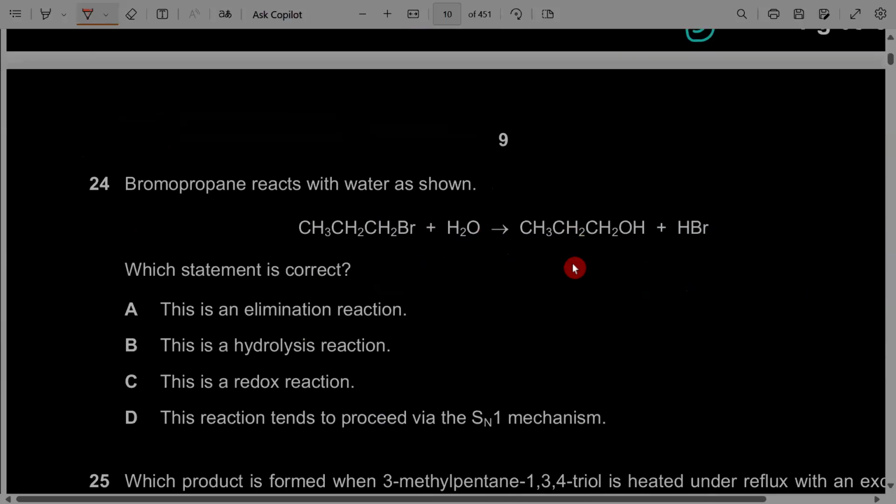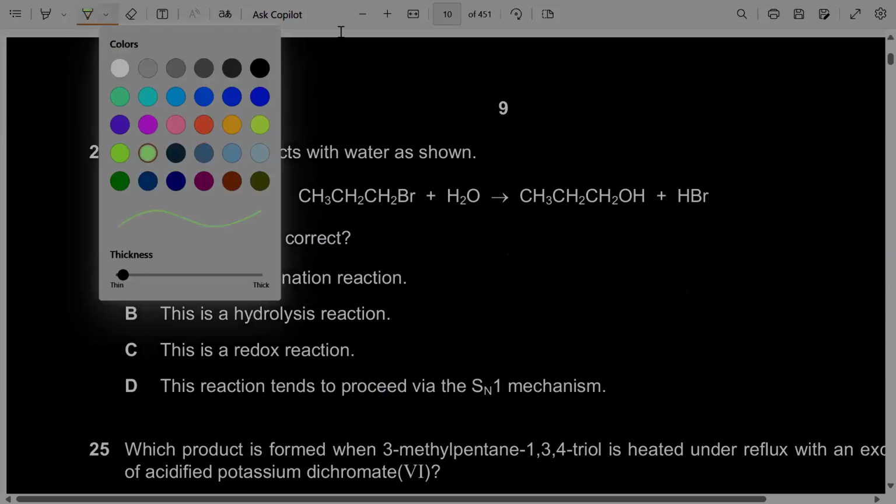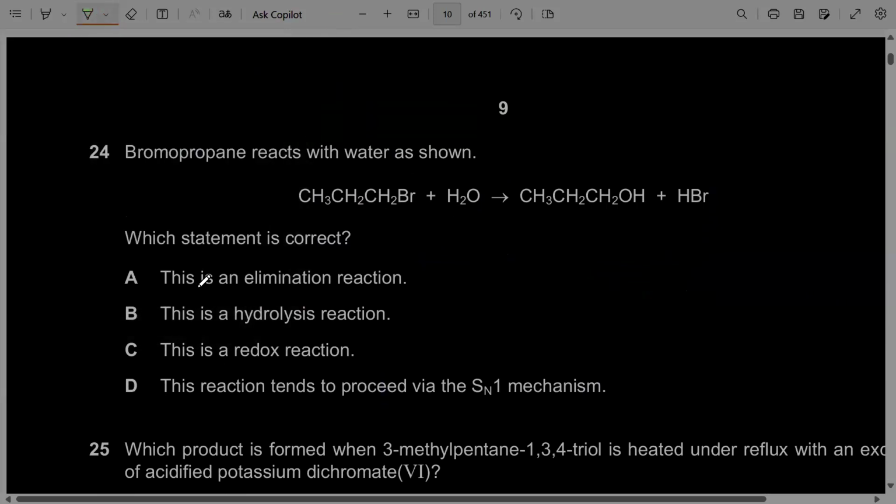Now, question number 24. Bromine reacts with water as shown. We have this reaction. The bromopropane is reacting with the water to make this compound along with HBr. Which statement is correct? So if we look here, A says this is an elimination reaction. No, it is not an elimination reaction. How can we see that? Because two reactants are reacting with each other to make two products. So nothing is being eliminated extra over here.